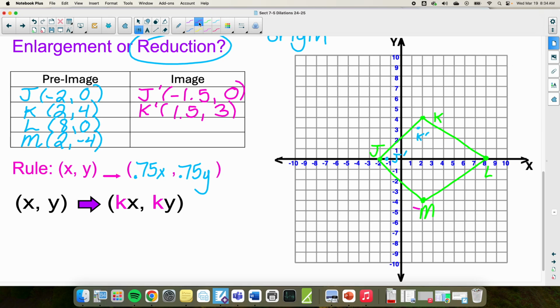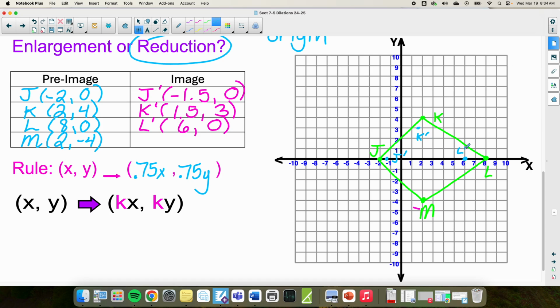Then I'm gonna try to do L, which is 8,0. And what I'm gonna do is take each of those points times 0.75. If you went 8 times 0.75, you're gonna get your L prime, which is 6. And then 0 times 0.75 is just 0. So my L prime is at 6,0 here. That is my L prime.